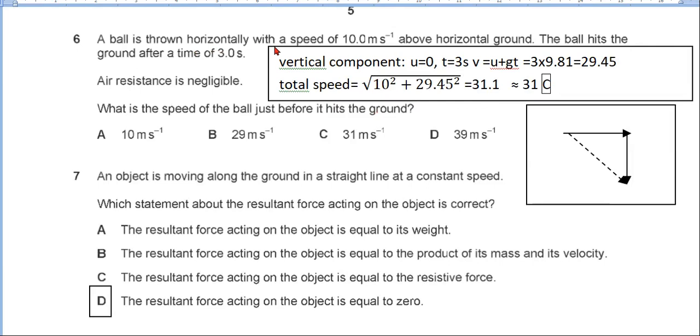A ball is thrown horizontally with speed 10 meters per second above horizontal ground. The ball hits the ground after a time of 3 seconds. Here air resistance is negligible. What is the speed of the ball just before it hits the ground? So I have drawn vectors here. The horizontal component doesn't change, but the vertical component is increasing with time. And after 3 seconds, it is 29.4. Using the Pythagorean theorem, we find the resultant speed. Answer is C.